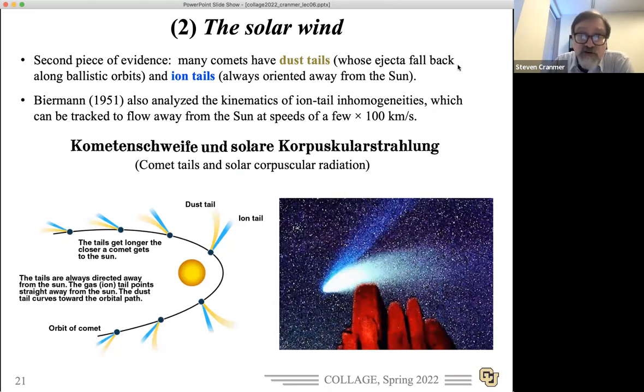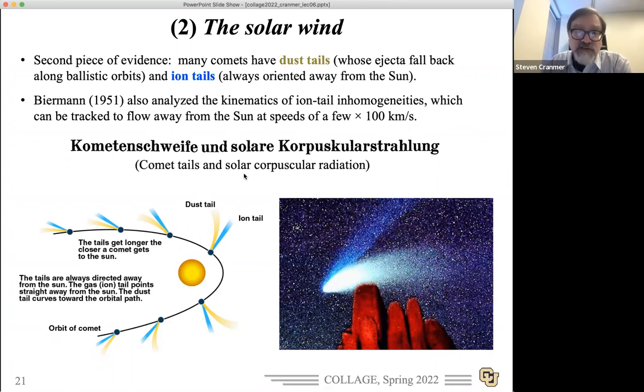The dust tails are very ballistic. The particles are just ejected and they trail behind along orbits around the sun. But the ion tails are always pointed virtually directly away from the sun. So the idea there is that something from the sun is blowing the ions off of the comets. Biermann collected a lot of this information in 1951 and published a paper in German, with a really nice long German name, noting that many of the things kicked off of these ion tails flow out at speeds of something like a few hundred kilometers per second.